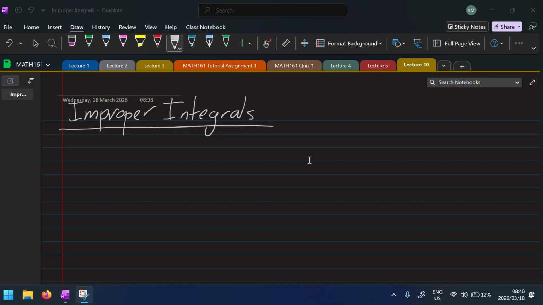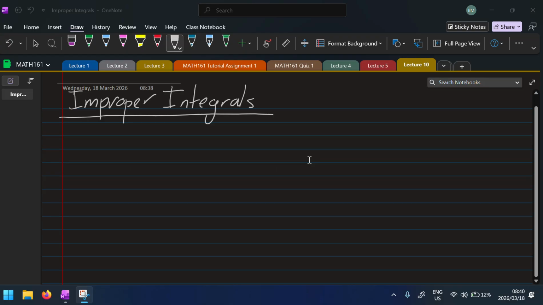So finding the length of the curve, area of a surface, volume of a shape, all of that will be applications of everything that we've done so far. Okay, so let's get started with the improper integrals.